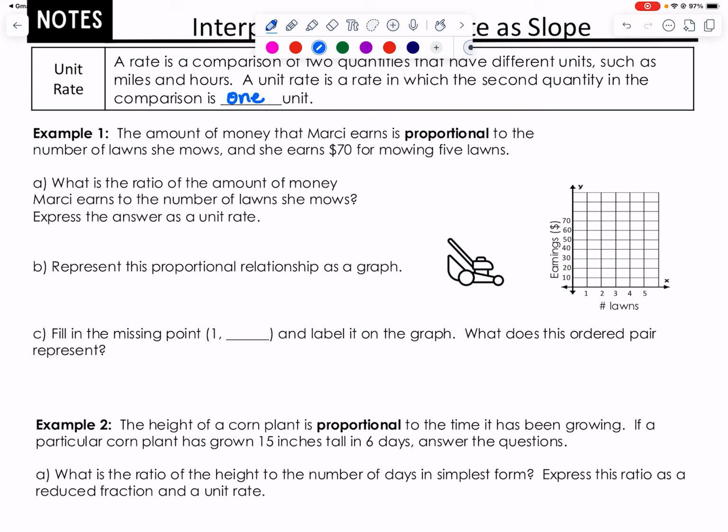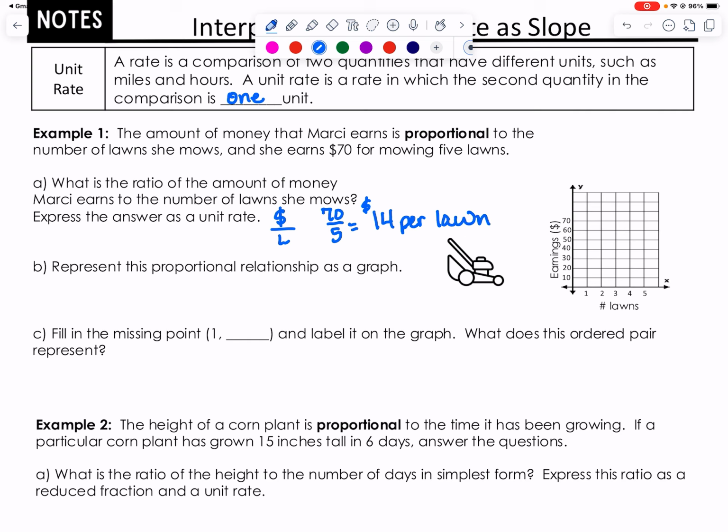So what we want to do is make a ratio, and we're going to compare the amount of money she earns, dollars, to the number of lawns she mows, and I'll just use L to represent the number of lawns. From our given information, the amount of money she earned was $70, and that was for 5 lawns. Now, if we divide 70 divided by 5, we will get 14. So what we know is Marcy earns $14 per 1 lawn.